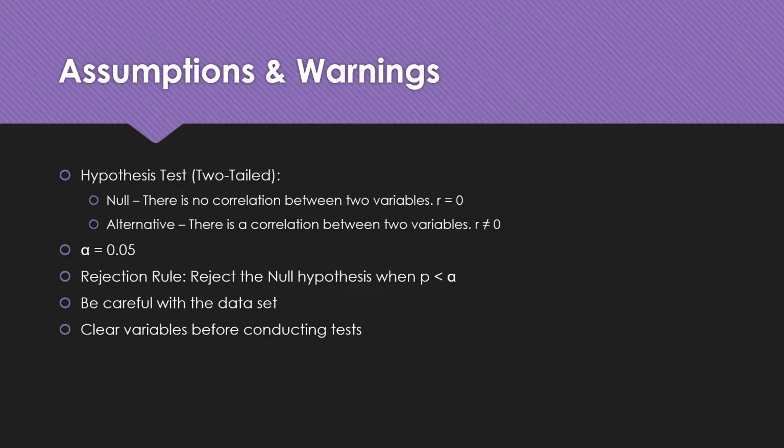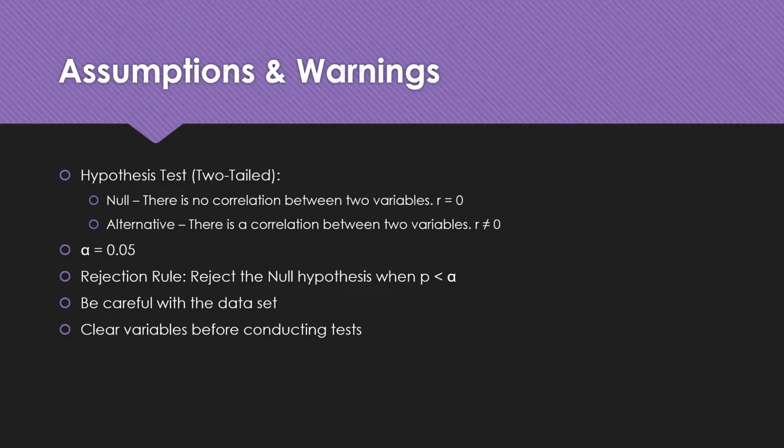So let's go over some assumptions and some warnings before we get into our correlation tests. Remember that when we conduct correlation tests, we are doing a hypothesis test. And when we do a hypothesis test, we have to test a null and an alternative hypothesis. So our null hypothesis in this case is going to be there is no correlation between the two variables that we're looking at, or r equals 0 in that case.